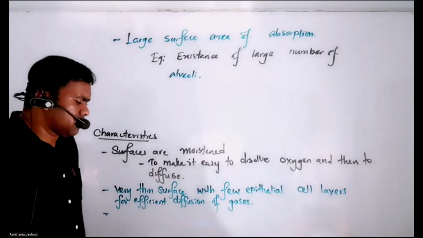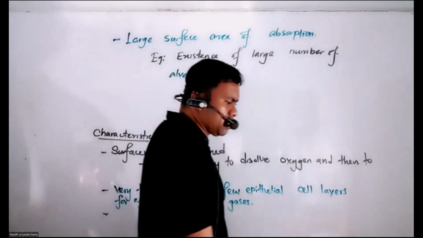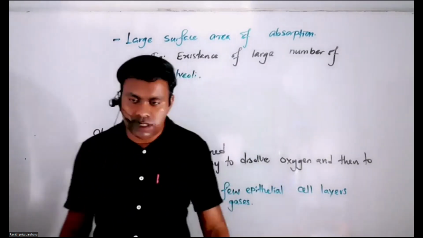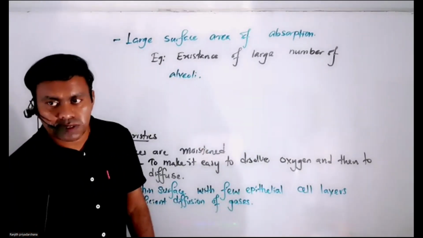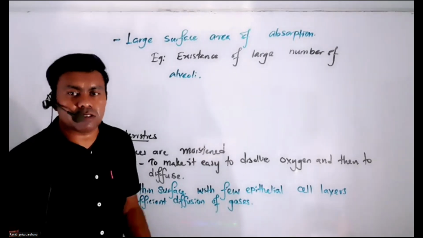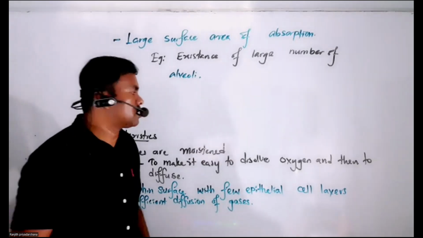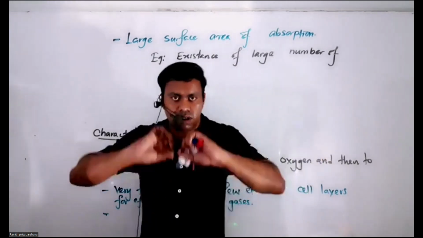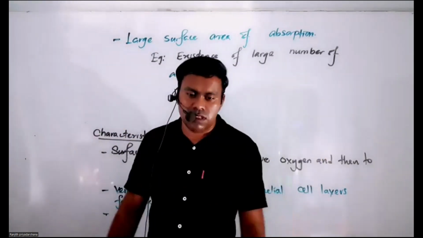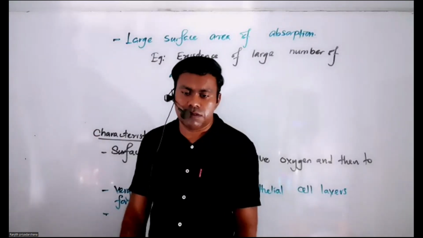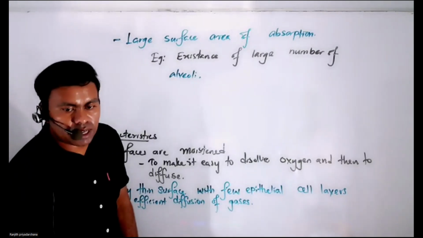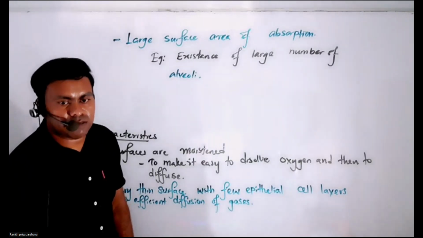Another thing, it's no use however large the area size is, if the blood cannot absorb. Therefore, the coverage of blood capillaries also has to be increased. This is called being highly vascularized. Lots of capillaries. So we call that being highly vascularized.